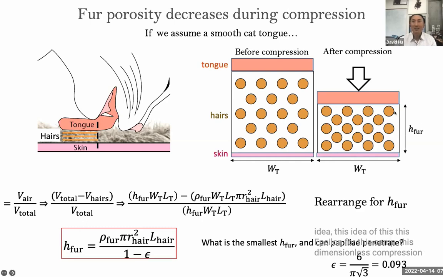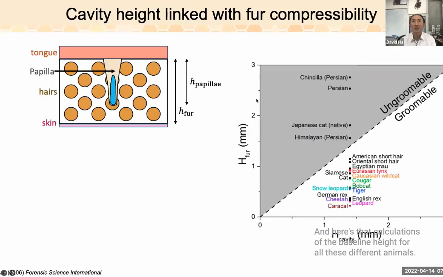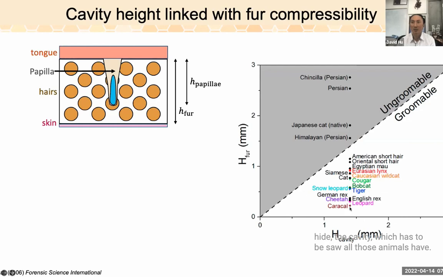So based on this idea of epsilon, this dimensionless compression, based on the density of the fur and the hair properties, you can estimate, given how long a hair is and how many hairs there are, how much that would compress down in terms of a baseline height. And here are those calculations of the baseline height for all these different animals. This is the base height of the cavity, and as we saw, all those animals have the same height of the papillae.